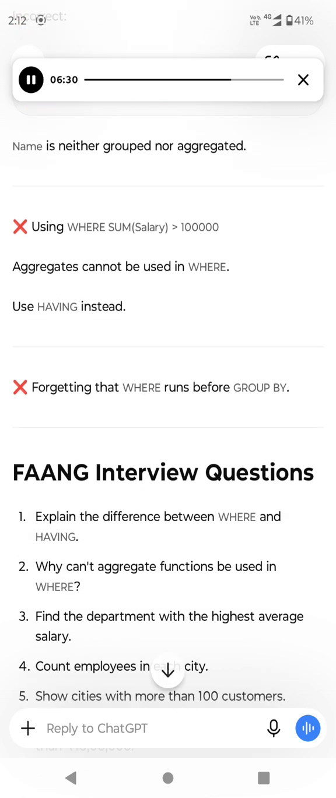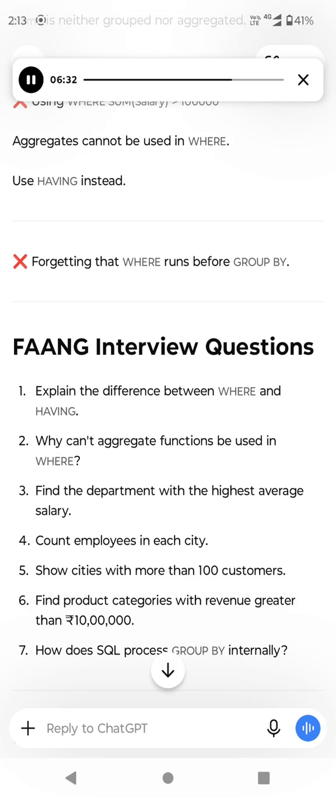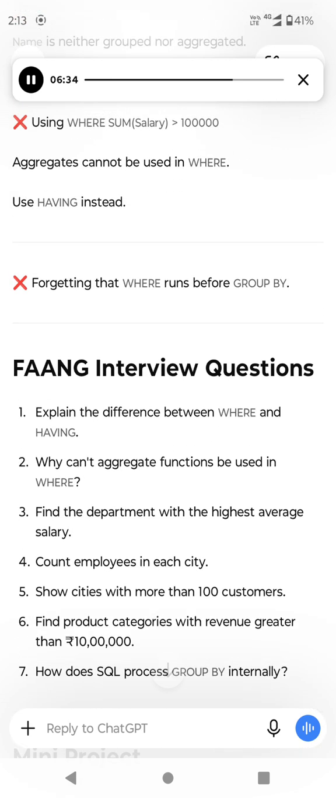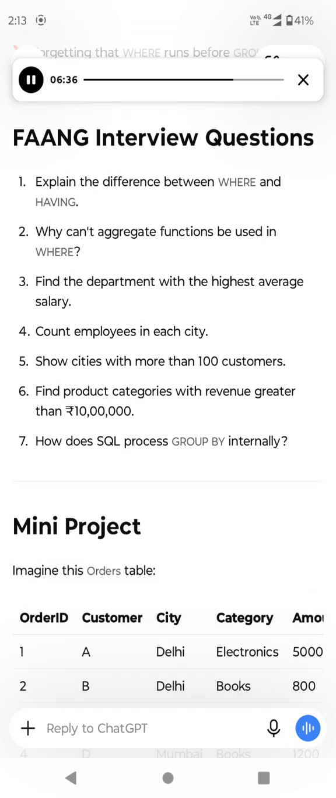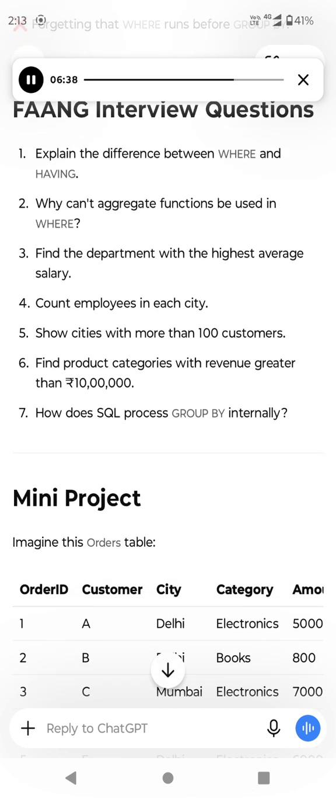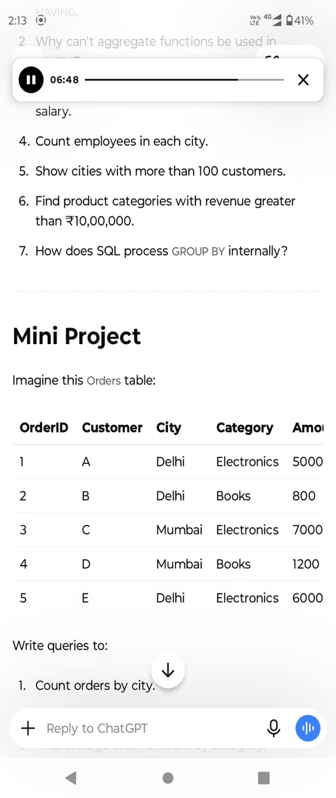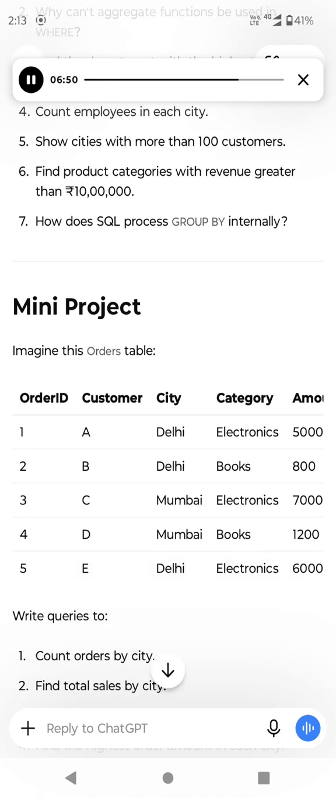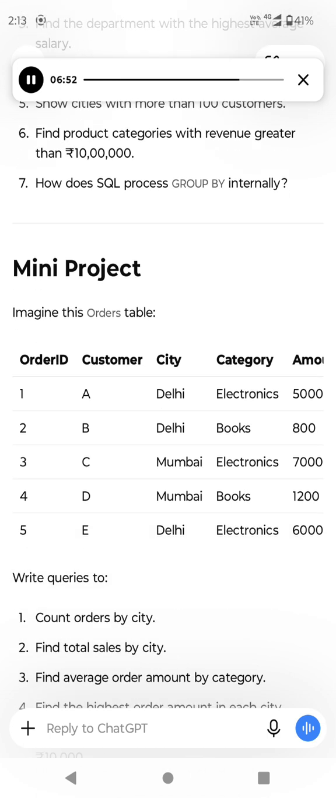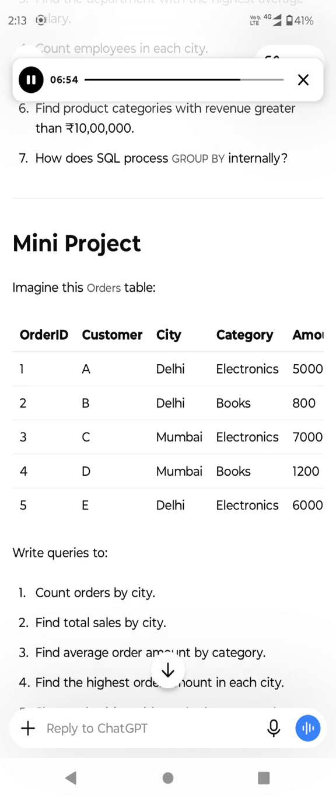FAANG interview questions. 1. Explain the difference between WHERE and HAVING. 2. Why can't aggregate functions be used in WHERE? 3. Find the department with the highest average salary. 4. Count employees in each city. 5. Show cities with more than 100 customers. 6. Find product categories with revenue greater than 10,000. 7. How does SQL process GROUP BY internally?